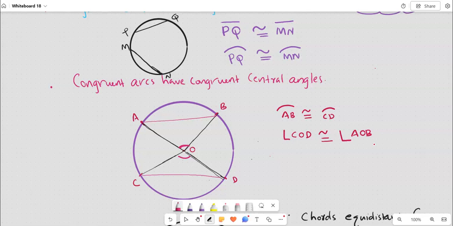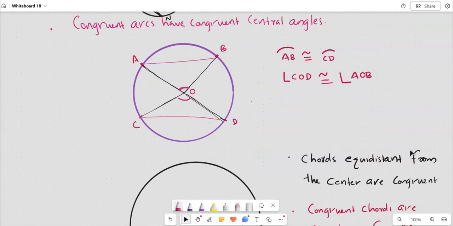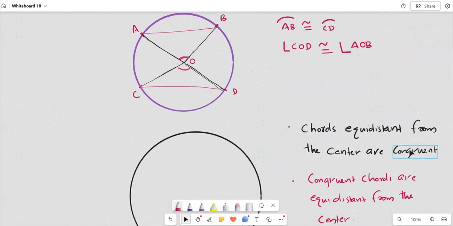If these central angles are the same, we can say that these arc lengths are the same. If these arc lengths are the same, we can say that these central angles are the same. Or if these arc lengths are the same, we can say that these chord lengths are the same. So all these three statements are connected. We will discuss problems related to these statements in the coming video. So don't forget to watch the next video.